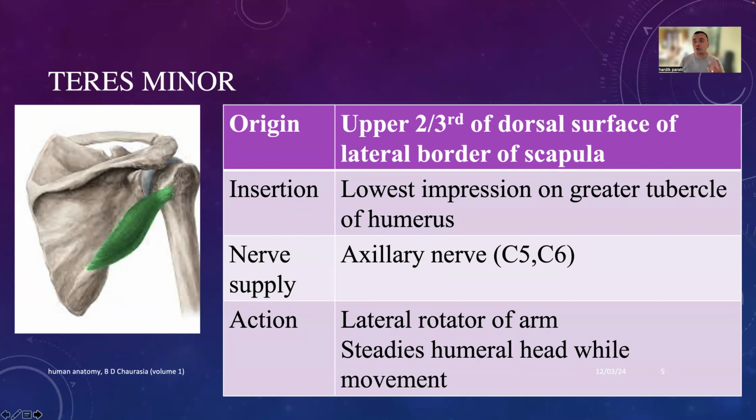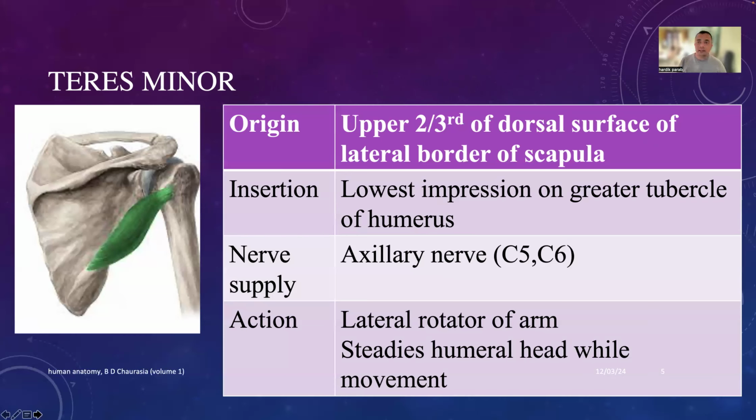तो axillary nerve में दो muscle supplied होता है, एक तो deltoid है, दूसरा है axillary nerve से supply होने वाला teres minor. The action of this teres minor is your lateral rotator of the arm. This is helping you for the lateral rotation. It steadies the head of the humerus while shoulder movement. इसमें भी ये help करता है. So mainly it is helping you for the lateral rotation.